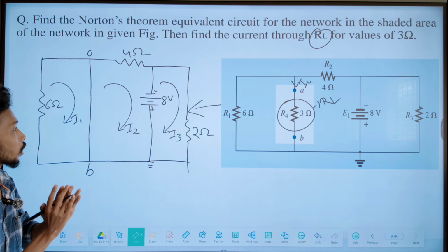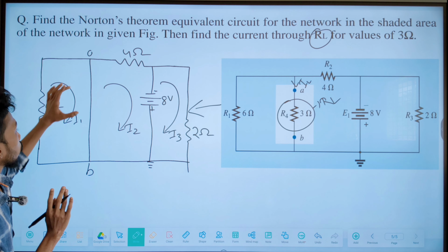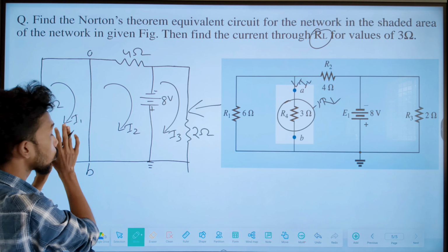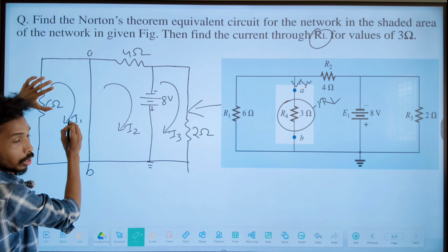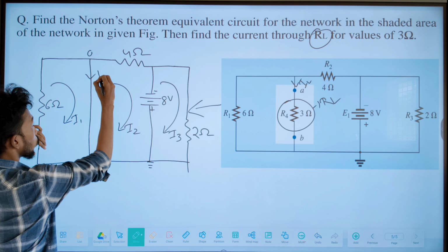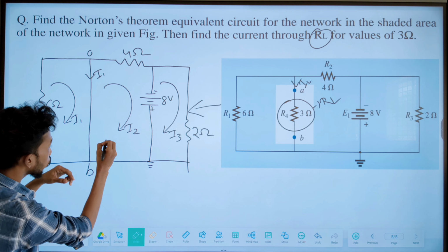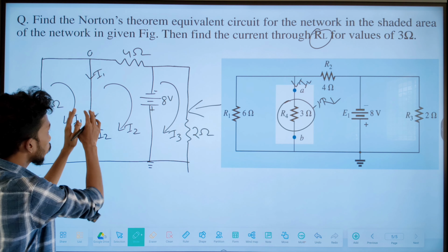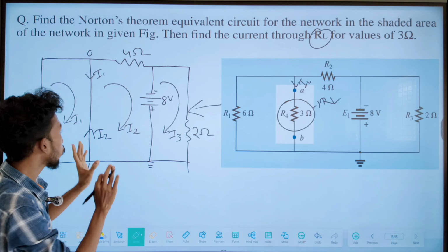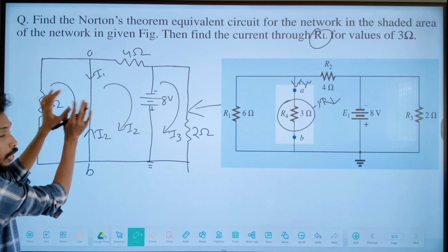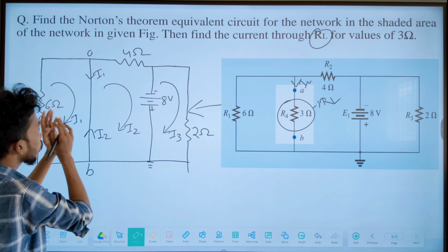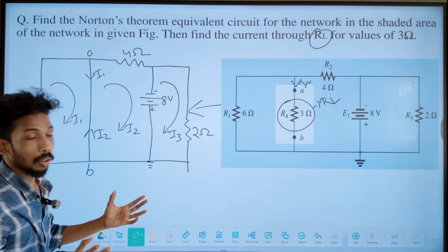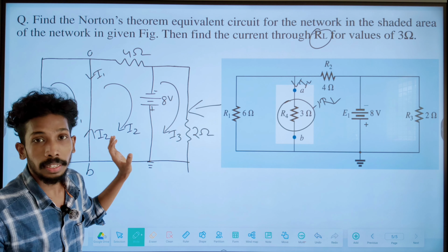Now if we see this circuit, in this short circuit branch only 2 currents are flowing. I1 is flowing downward, and I2 is flowing upward. I3 is not flowing in this branch. So if we solve mesh 1 and mesh 2 current values, then we can easily calculate the total current, and that current is IN, the Norton current. So there is no need to find the I3 value.